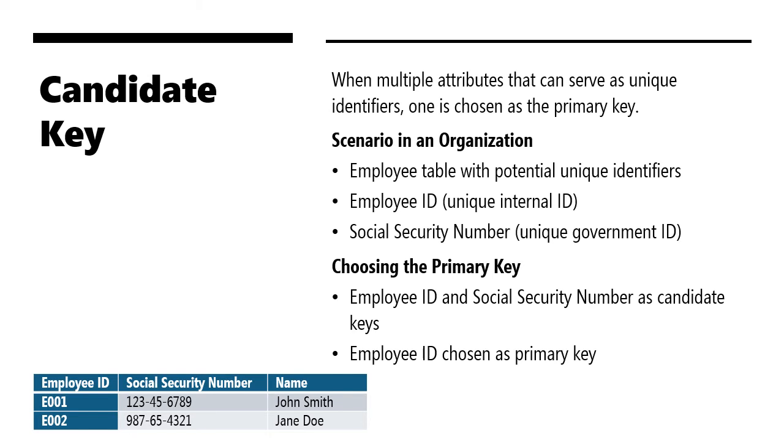However, we need to choose one as the primary key. Typically, we'd select the employee ID as the primary key to avoid using sensitive personal information like Social Security numbers. Here, employee ID is chosen as the primary key, while Social Security number remains a candidate or alternate key.